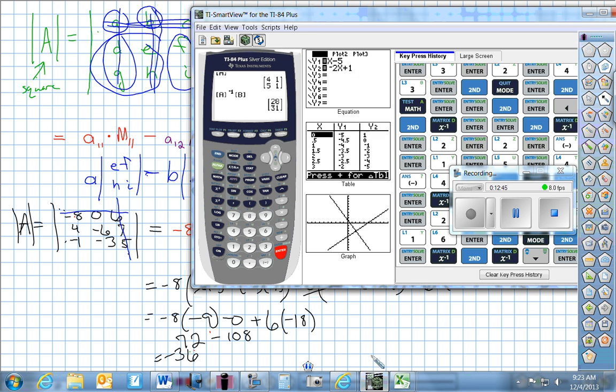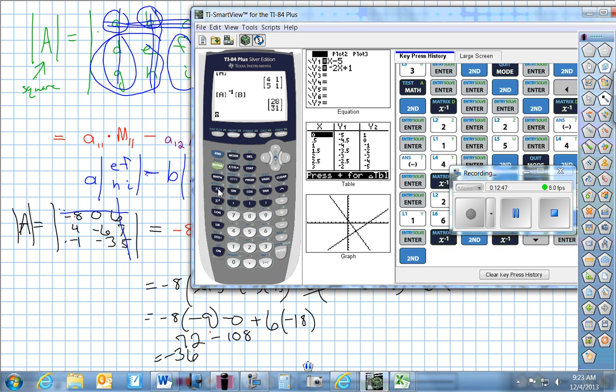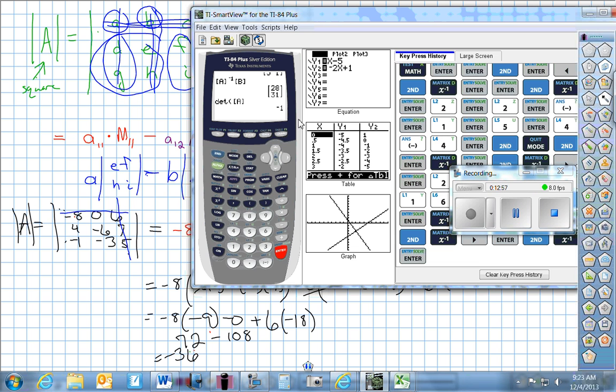If you want to find determinants in your calculator, you go into second matrix, go over to math, determinant is your first option. I'm hoping that we have a square matrix in here, so we have a 2 by 2, and it spits out -1. This is not a matrix, this is just an answer. So this is how you would do it on those guys.